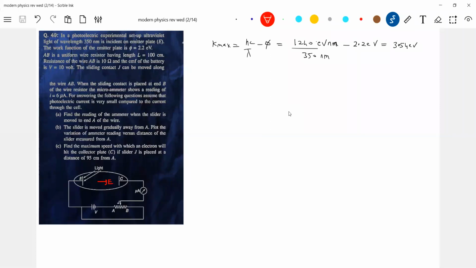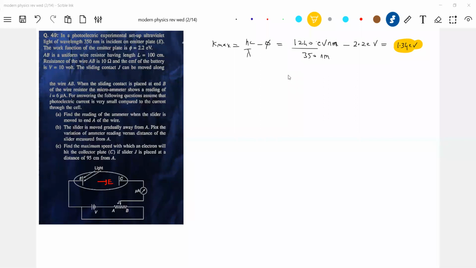The sliding contact. This is about the 10 volt that is being told. That is not 3.54, sir. Not 3.54, it's 1.34. That particular Kmax is that much. Okay, 1.34. Okay, we'll keep this much. Okay, there's the Kmax.